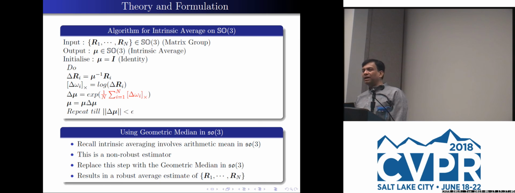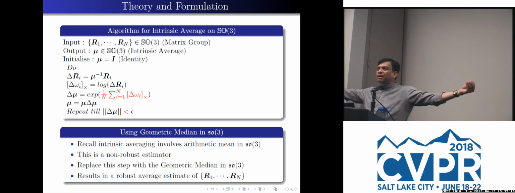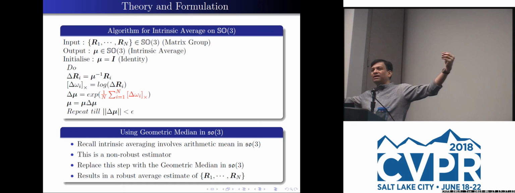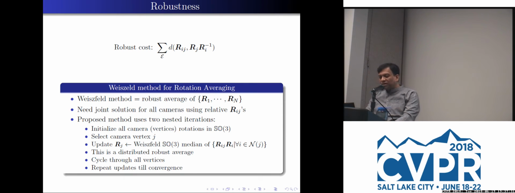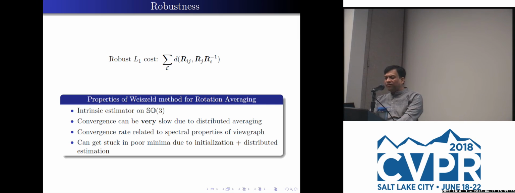It solves a well-defined cost function, but it tends to be very slow because of the distributed nature of the approach, because you have to keep updating. Imagine I have a large graph, and I update one vertex here. It takes many steps for that perturbation to be propagated to the other end of the graph, right? So convergence can be very slow. So that's what the Weiszfeld algorithm does. And we found that, apart from being slow, it can also get stuck in poor minima if you do not have a good initialization.